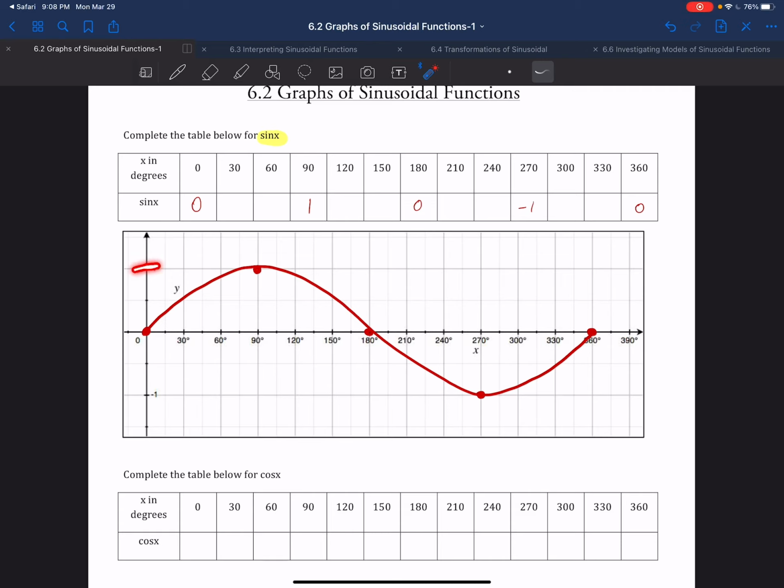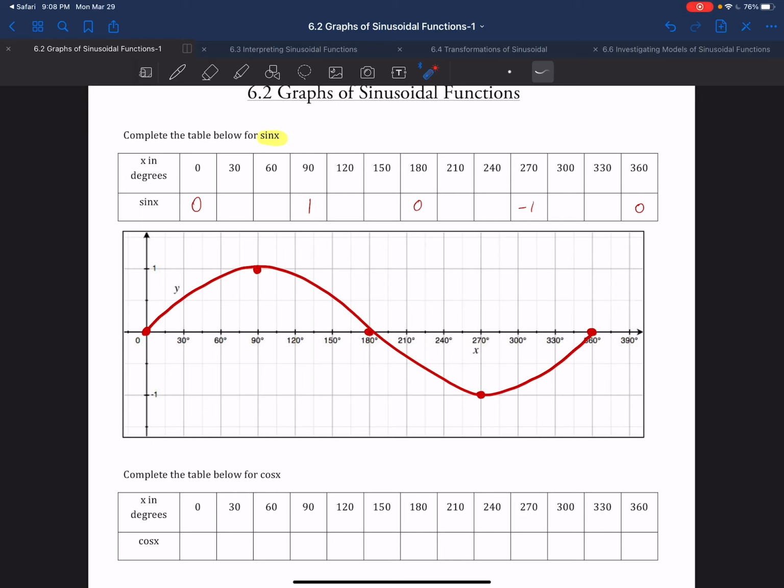Sine doesn't go over 1 or less than -1. There's nothing that you can put in sine of whatever to make it go over 1 or less than -1. It'll always be between 0 and 1 because this is what the graph looks like. It goes between 0 and 1.